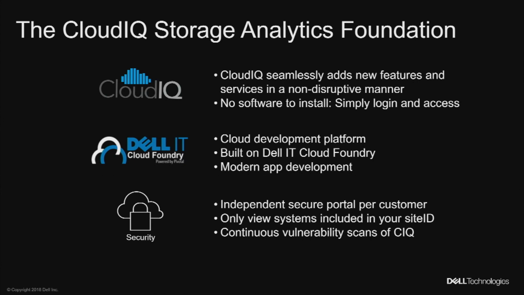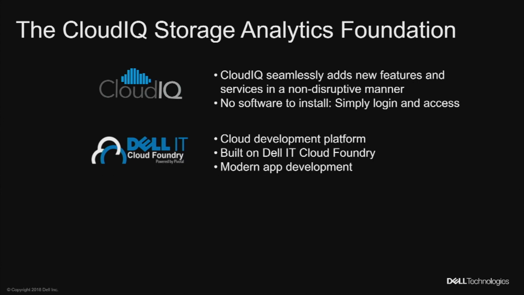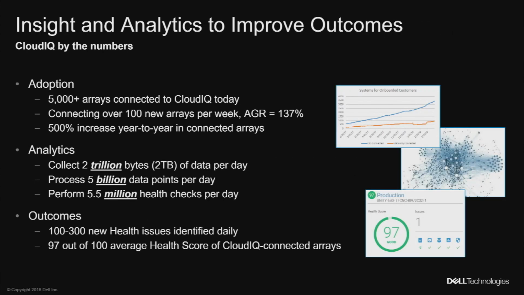Susan, can you go back to the prior slide? Yes. It said you're performing 5.5 million health checks a day on 5,000 arrays. That's 1,000 health checks per array? Well, some of them, remember, are running every five minutes. Some of the health checks are running every 5 minutes. Some of the health checks are running every hour. And then some are running once a day.